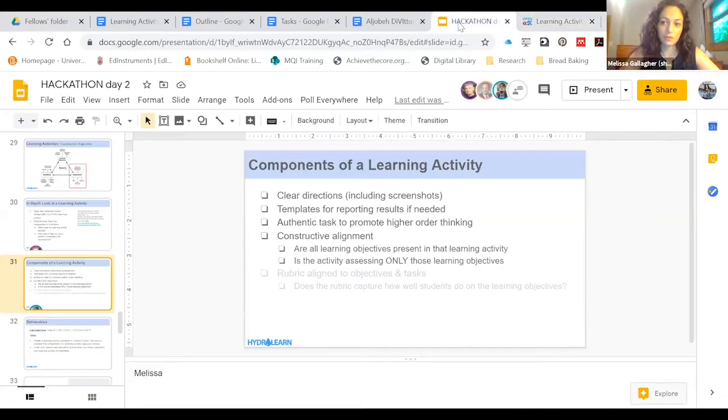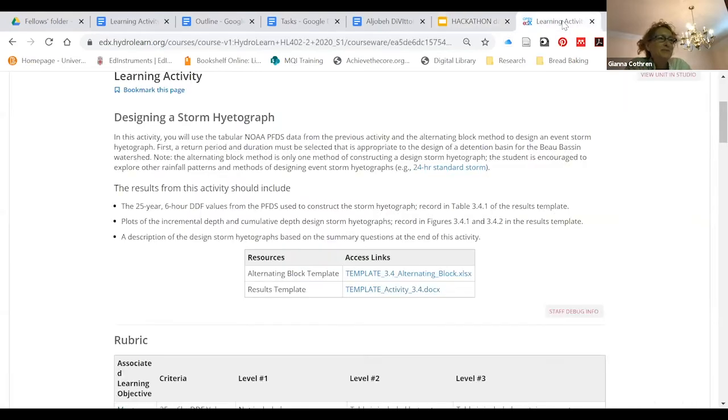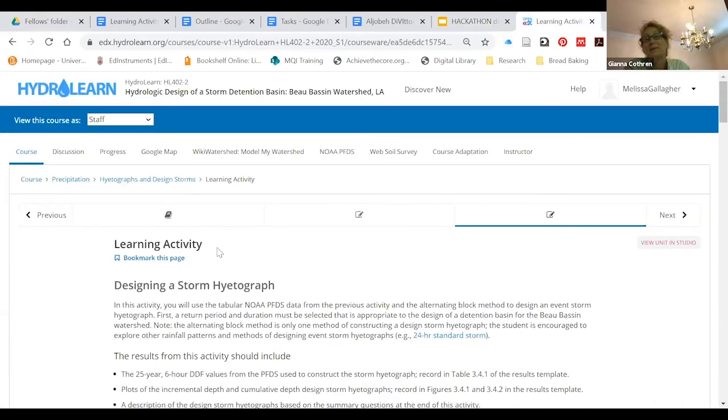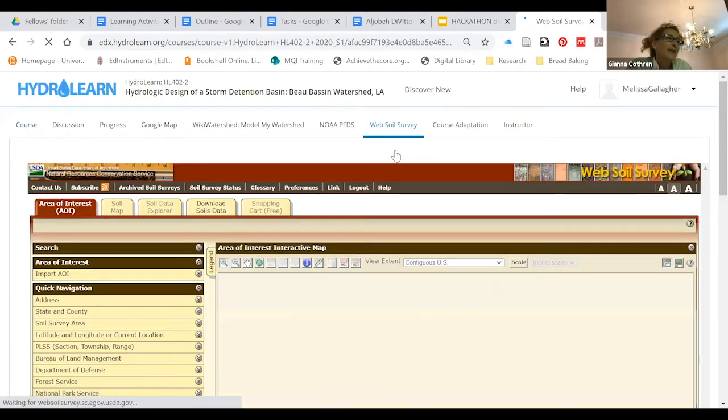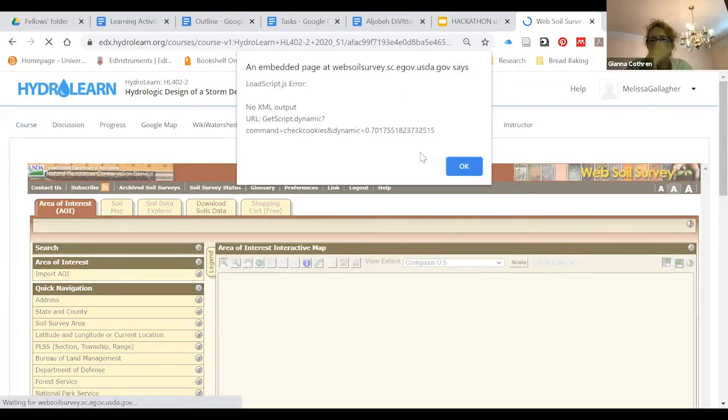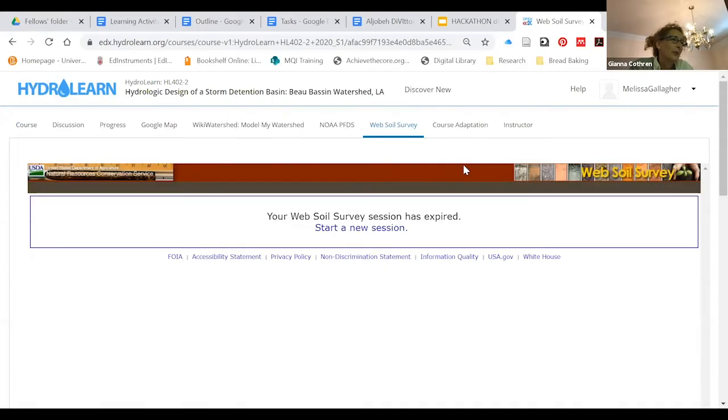Great question. All right. I'm a typical student because I clicked on the Web Soil Survey and I got this encrypted message back. Maybe it's my computer or something, an embedded page in Web Soil Survey. I got a load script error. And so at this point, I don't think as a student I would know what to do. Yes, yeah. If you click on start new session, does that help or not?